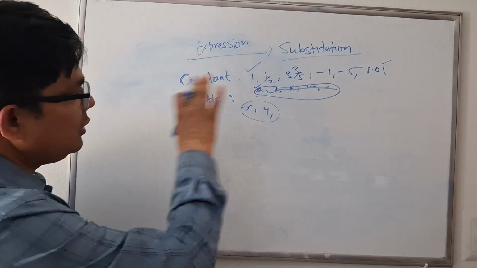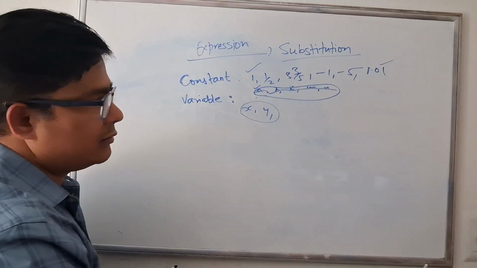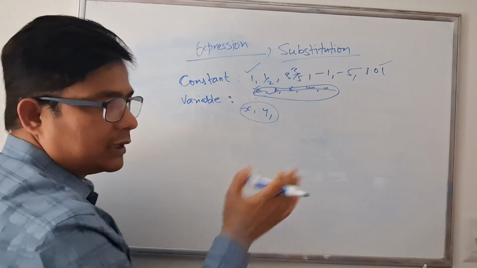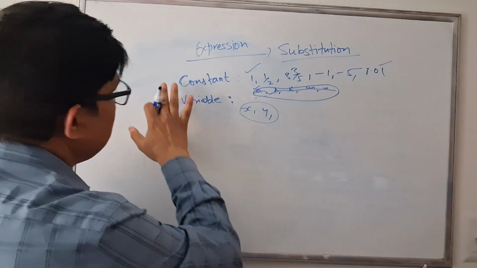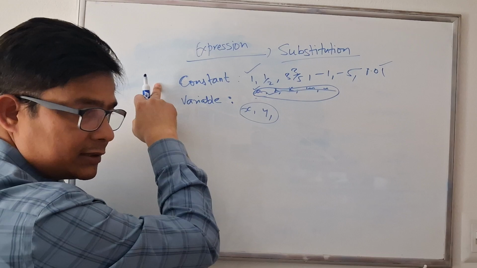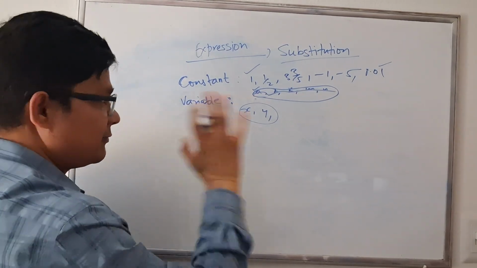I'm not going to talk about functions right now, because maybe we can talk about that in the next class. But right now, did you understand the difference between constant and variable? A constant's value never changes; a variable's value changes based on the question, equation, whatever.